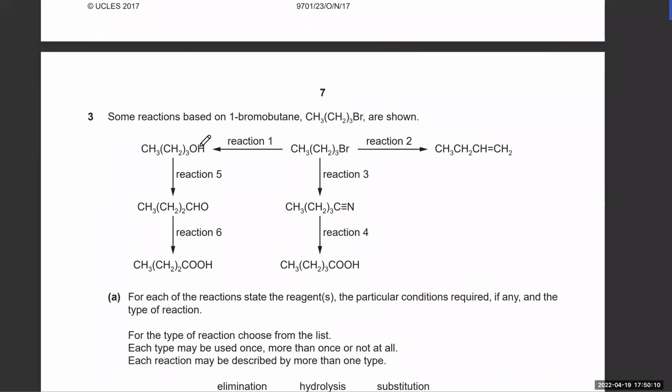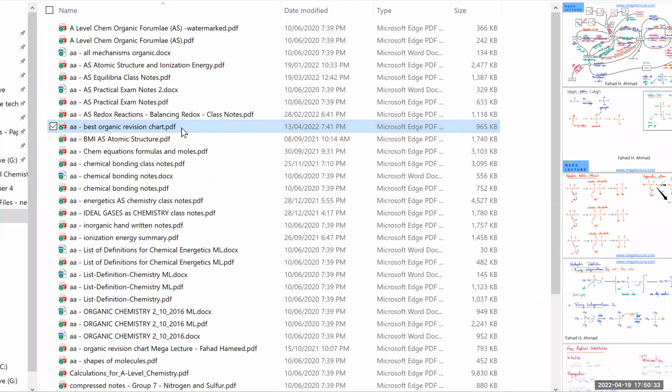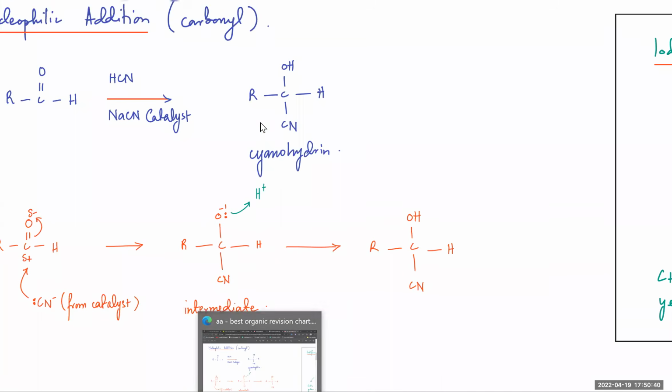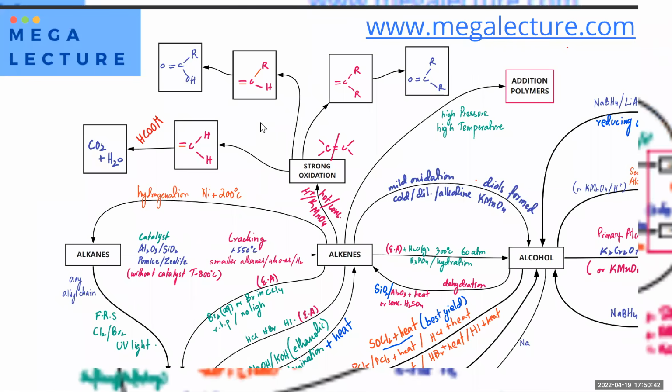So Br getting substituted by OH. What is this reaction called? I mean, what are the conditions for this reaction? The Br gets replaced by OH. Do you remember halogenoalkanes turning into that? That's NaOH. This is it. So that's NaOH aqueous and reflux.